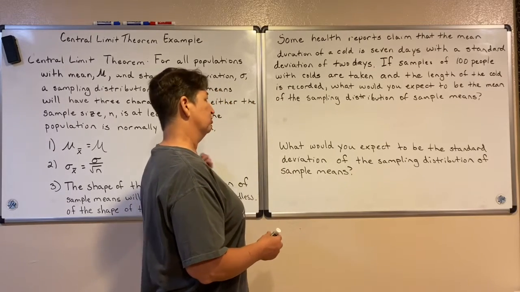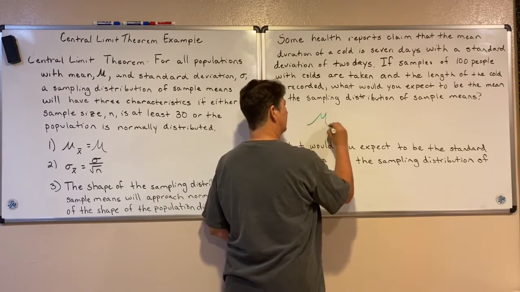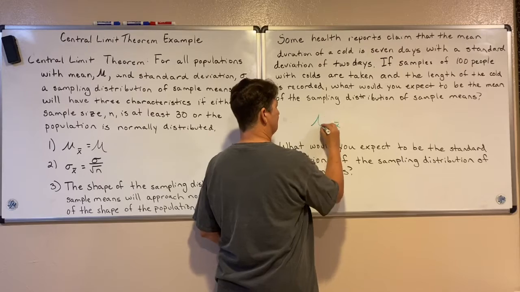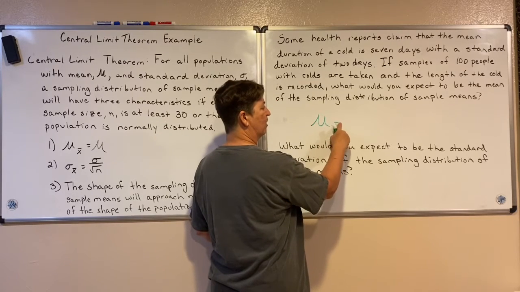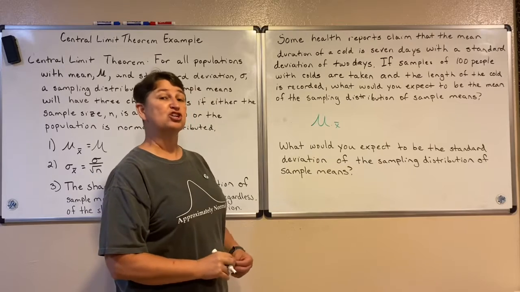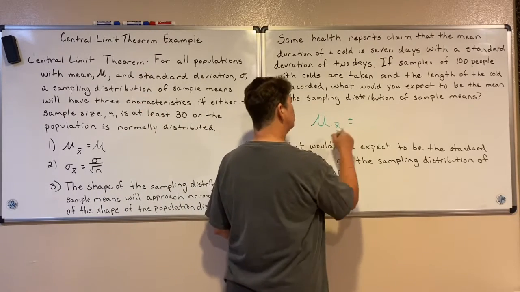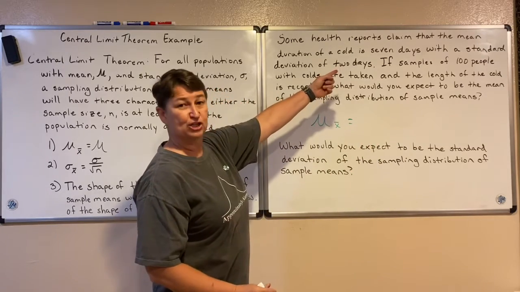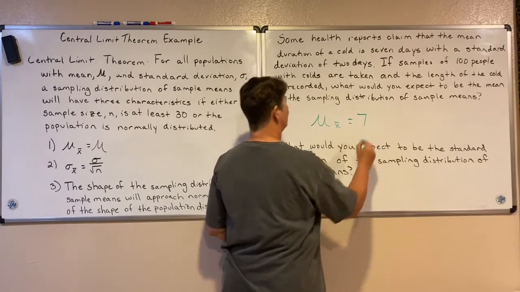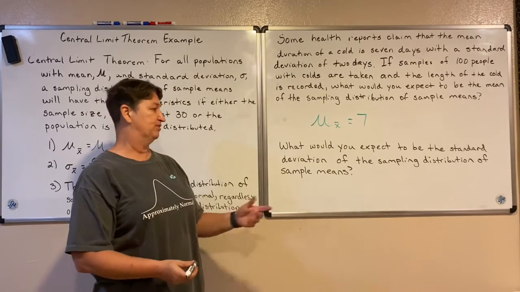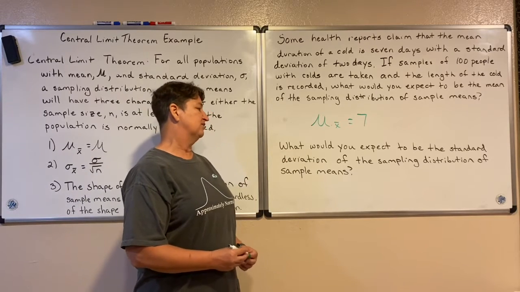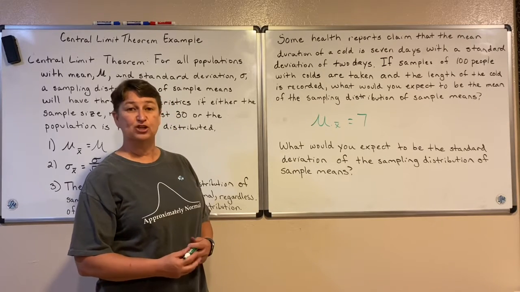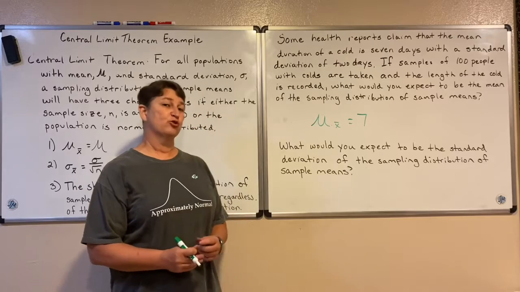And I know from the central limit theorem that the mean of my sampling distribution, so this is the symbol for the mean, and then this little X bar is because it's a distribution of sample means, should be equal to the population mean. Well, we know that our population mean was 7. So the mean of our new distribution will also be 7. What would you expect the standard deviation of the sampling distribution of sample means to be?